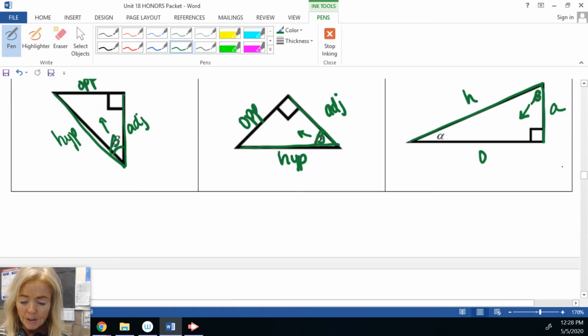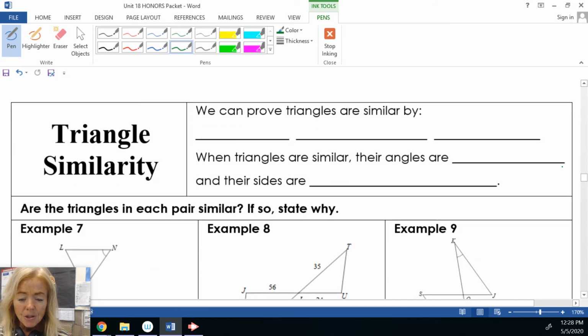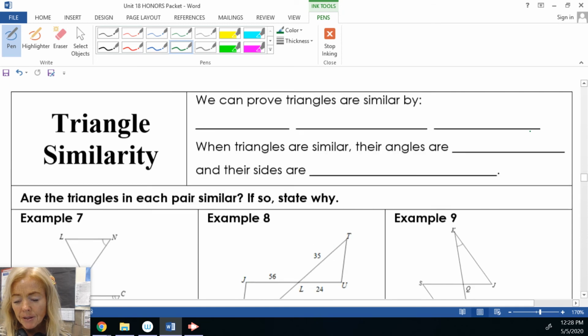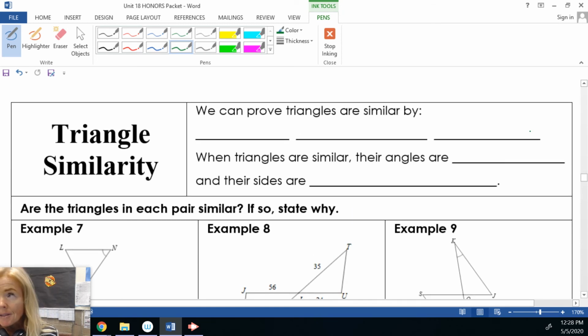Okay, now that's going to be important when we talk about some other things, but just note that what we do first is label, and that's how we label. It's always O, A, and H. The hypotenuse is the hypotenuse, but O and A are dependent specifically on the angle in reference.